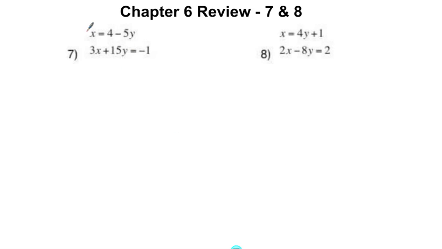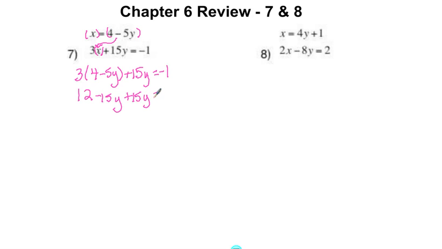Okay, this one's solved for x. So everywhere I see an x in the second equation, I'm going to plug in this value, and this will cause us to do a little bit of distribution, but that's okay. We know how to do that. So we're going to get 4 minus 5y instead of x, because that's the same value as x. We're plugging that in here, just so we understand that. Plus 15y equals negative 1. So I get 12 minus 15y plus 15y equals negative 1.